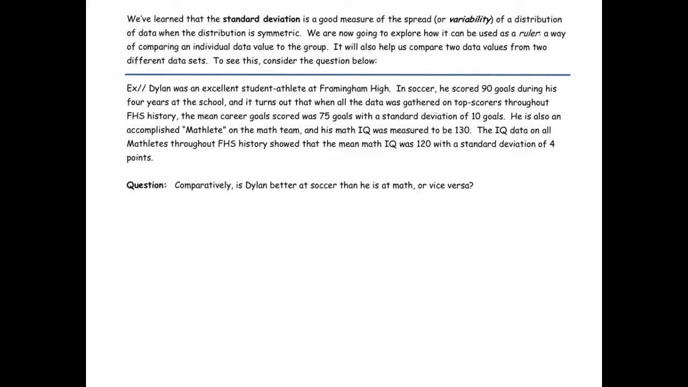This says Dylan was an excellent student and athlete at Framingham High. In soccer, he scored 90 goals during his 4 years at the school, and it turns out that when all the data was gathered on top scorers throughout FHS history, the mean career goals was 75 with a standard deviation of 10 goals. He's also an accomplished mathlete on the math team, and his math IQ was measured to be 130. And the IQ data on all mathletes throughout FHS history showed that the mean IQ was 120 with a standard deviation of 4 points. And so the question is, comparatively, is he better at soccer than he is at math, or vice versa?